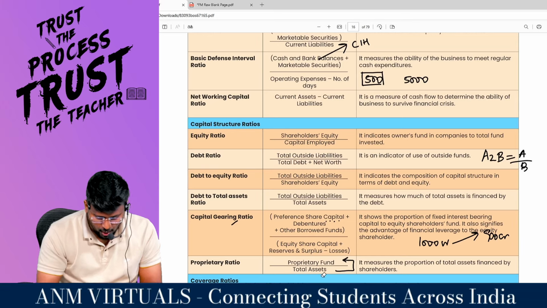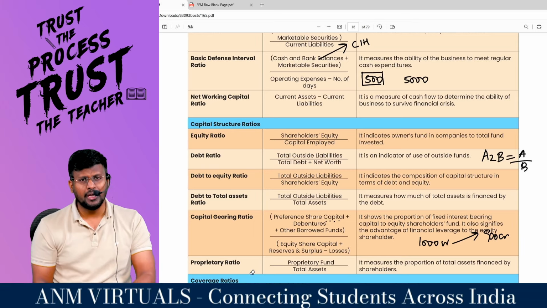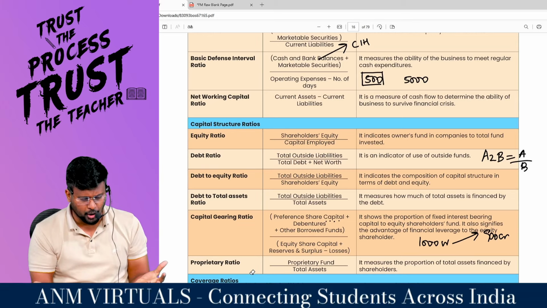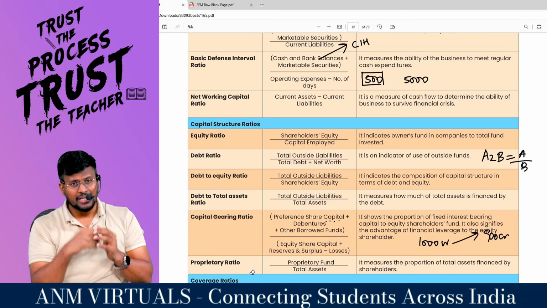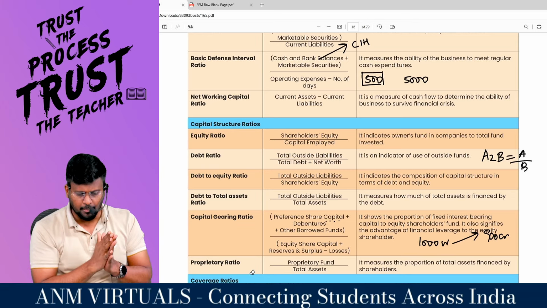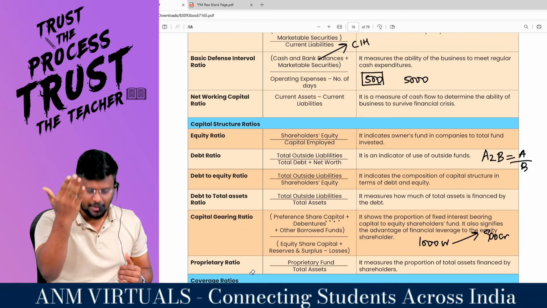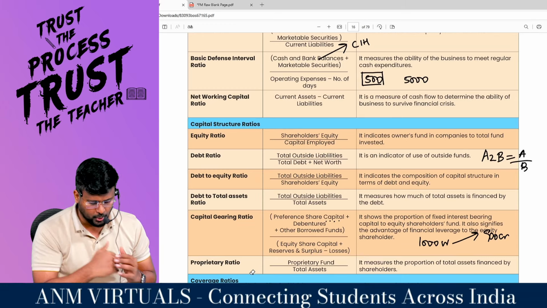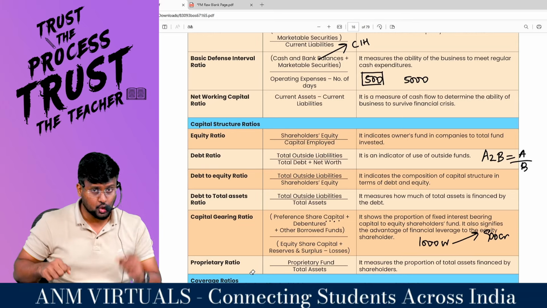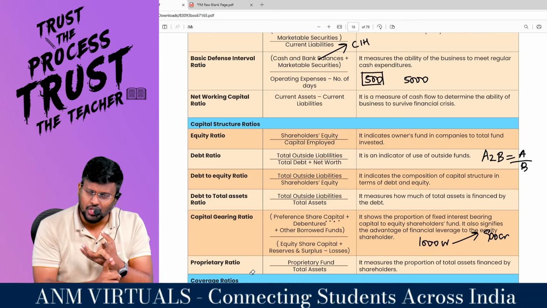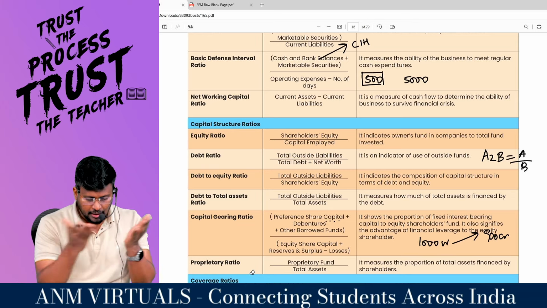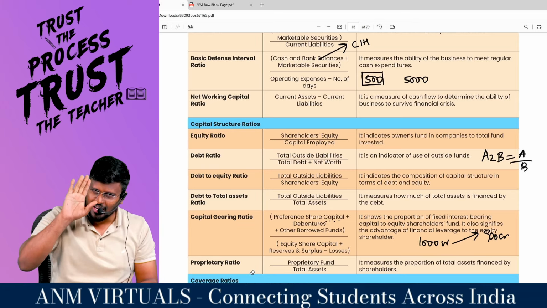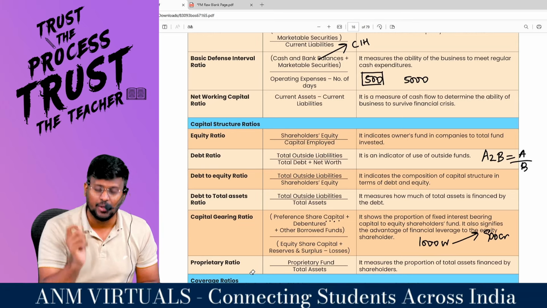Shall we quickly revise the capital structure ratios? You tell me. Equity ratio is equal to shareholders' equity divided by capital employed. Debt ratio is equal to total debt divided by capital employed. Debt equity ratio is equal to debt by equity. Debt to total asset ratio is equal to debt divided by total asset. Capital gearing ratio is equal to debt plus preference shareholders' funds divided by total equity shareholders' fund. Proprietary ratio is equal to proprietary fund divided by total asset.